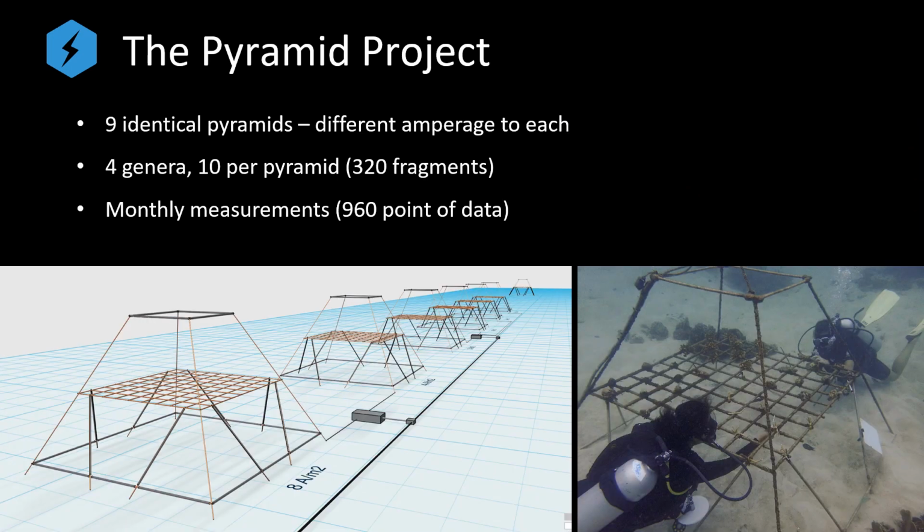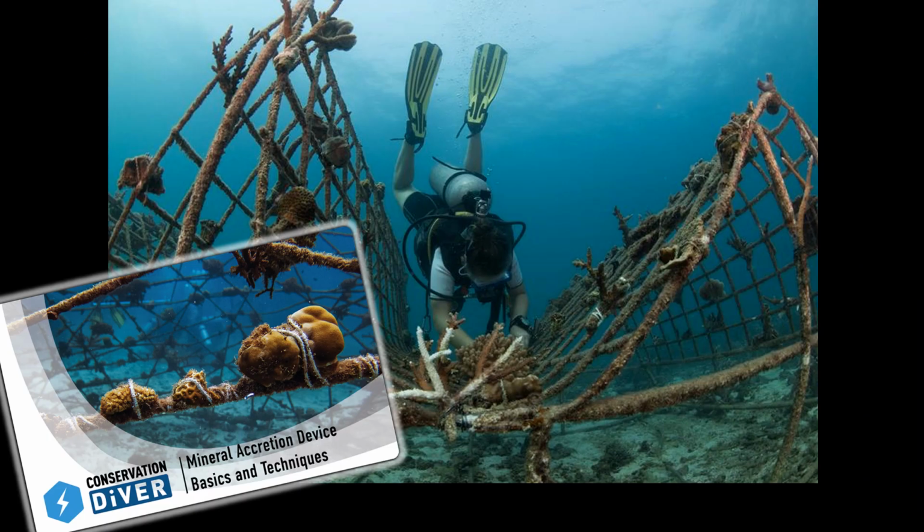One area we are doing that is on the island of Koh Tao with the Pyramid project, which includes several structures under different current densities with the same corals growing on them. This project began in 2016, and after another year or two should be published.